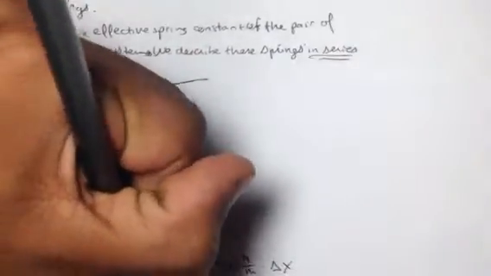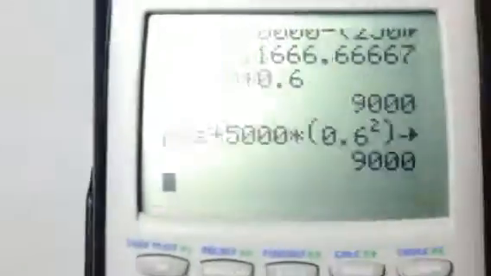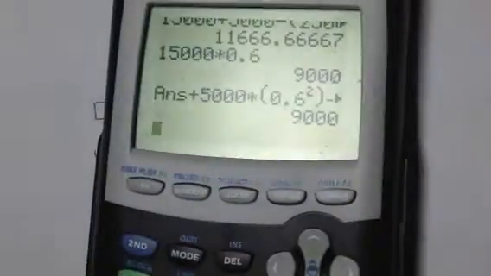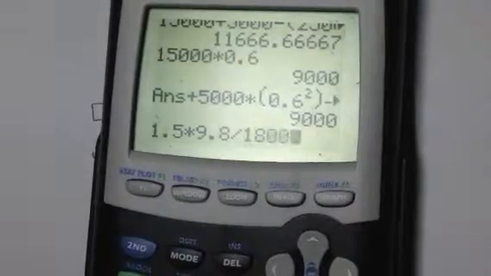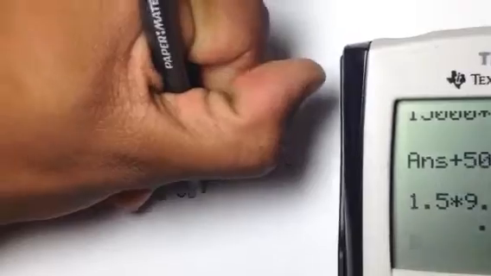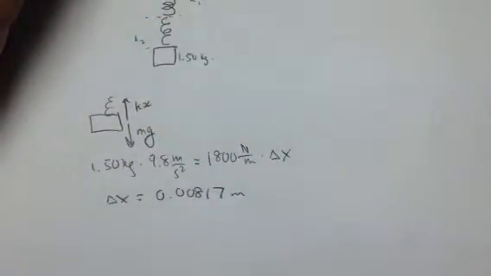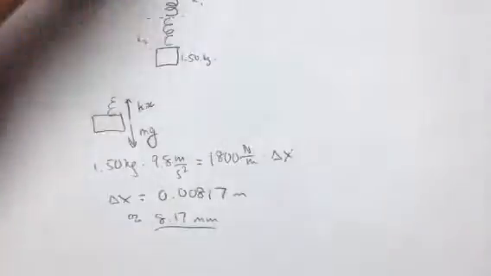So what is delta x? We're going to calculate that. So delta x, we're going to put this in our calculator: 1.5 times 9.8 divided by 1,800 newtons per meter. So it's going to be 0.00817 meters, or we can say that's just 8.17 millimeters. Okay, so that's the first part.